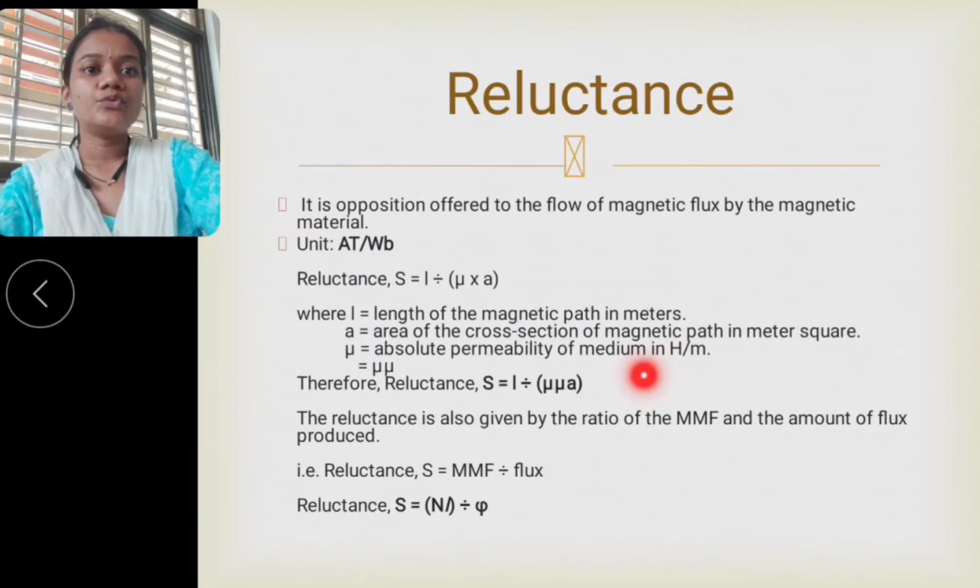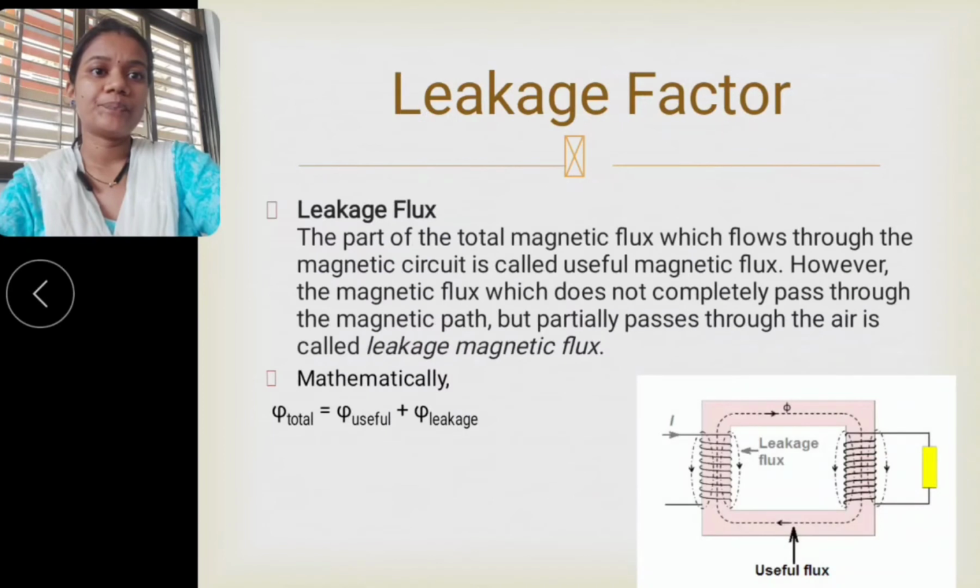Then we also know that the reluctance is given by the ratio of MMF and the amount of flux produced. So S is also given by MMF divided by flux. So finally S is equal to Ni divided by phi. This is the formula for reluctance.